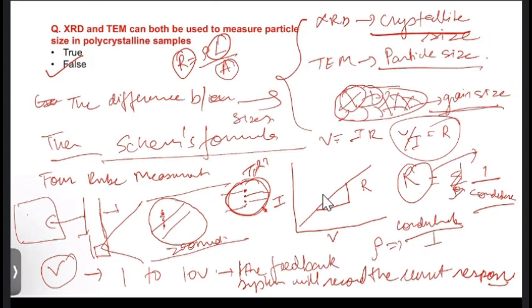And resistivity will then give you conductivity. And what is the unit of conductivity? Simon. Okay. So in this way, 4 probe measurement works.